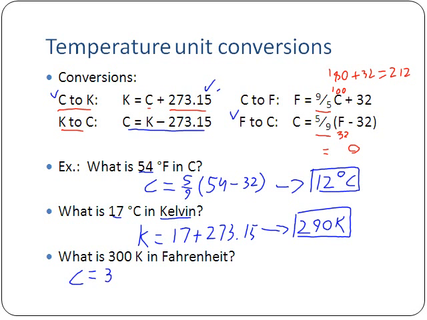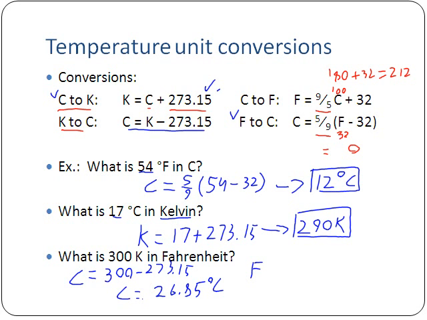And so we say 300 Kelvin minus 273.15. And so doing that, we subtract that off and we get 26.85 degrees Celsius. No rounding yet because we're not done with this. Now we want to get to Fahrenheit.